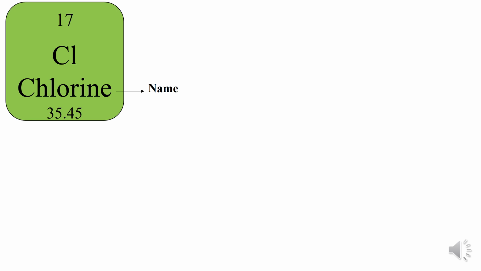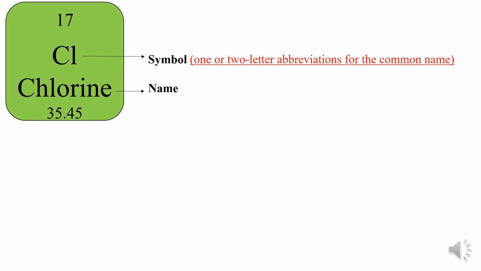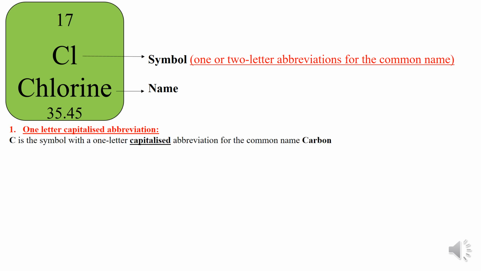So, name of the element, symbol of the element is Cl. First letter is uppercase followed by the lowercase letter. Now the symbol can be 1 or 2 letter abbreviations for the common name. Now some of the examples with 1 letter capitalized abbreviation. C is the symbol with 1 letter capitalized abbreviation for the common name carbon.